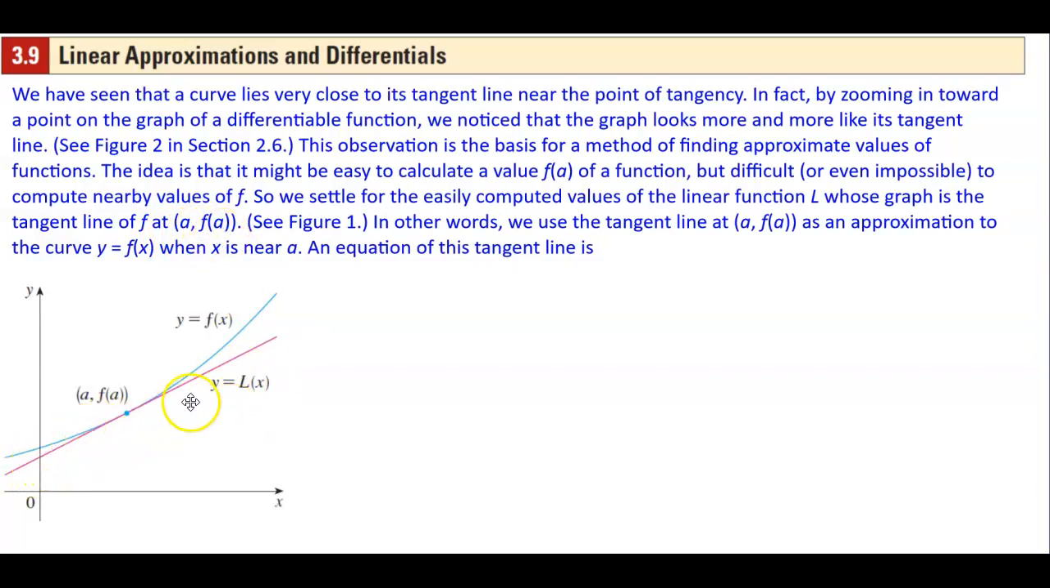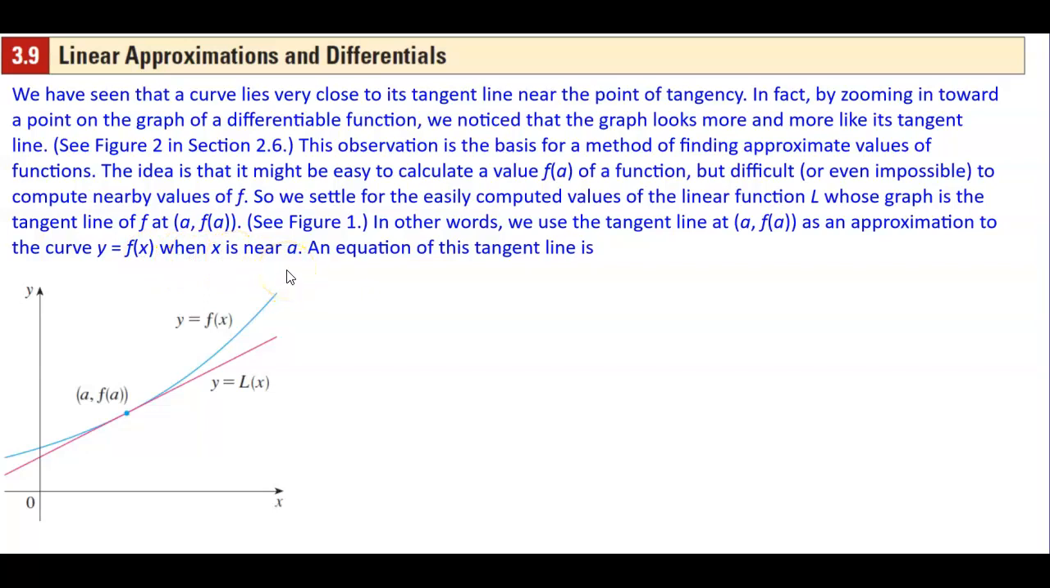So here is the line y is equal to L of x. Here is the function y equals f of x. And then there's that point (a, f of a). So in other words, we use the tangent line at (a, f of a) as an approximation to the curve of y is equal to f of x when x is near a.